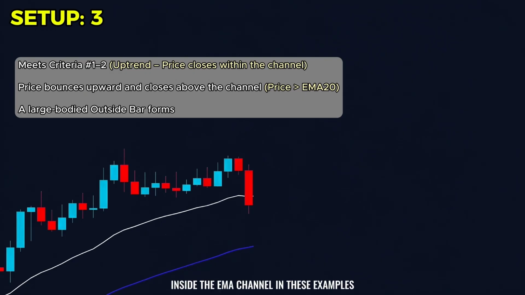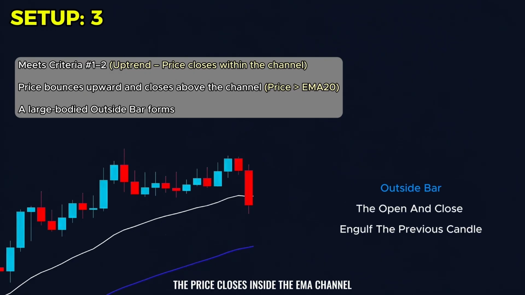the EMA channel. In these examples, the price closes inside the EMA channel, so the setups meet our criteria, even if there is a small bullish candle closing above the white EMA line. After that, the price reverses lower and continues into a strong downtrend. However, not every pullback qualifies.